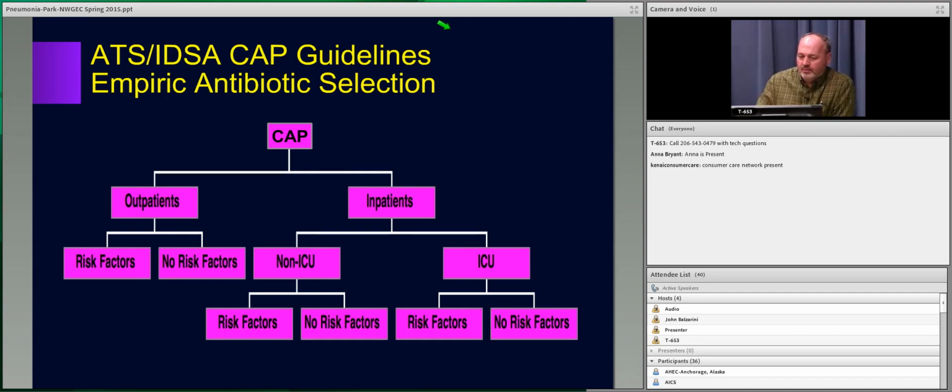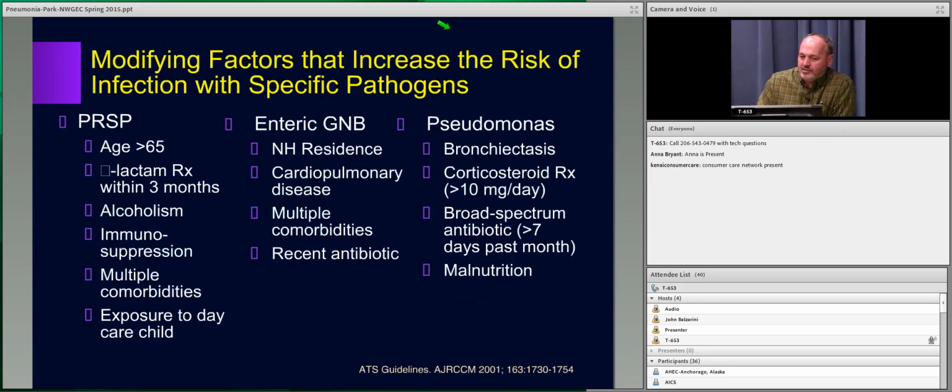So we'll talk about appropriate antibiotics for outpatients with risk factors and no risk factors. We'll talk about antibiotics for inpatients who do not require ICU care, who do or do not have risk factors, and who do require ICU care, who do and do not have risk factors. Okay? So far, I haven't told you anything, but we're going to hit each of these bottom lines here.